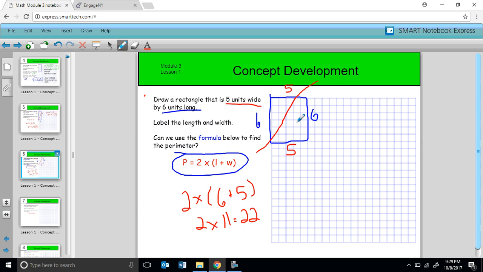If you want to double check again, 5 plus 5 is 10, 6 plus 6 is 12, and then 10 plus 12 equals 22. See? Perimeter is easy. Just count the sides.